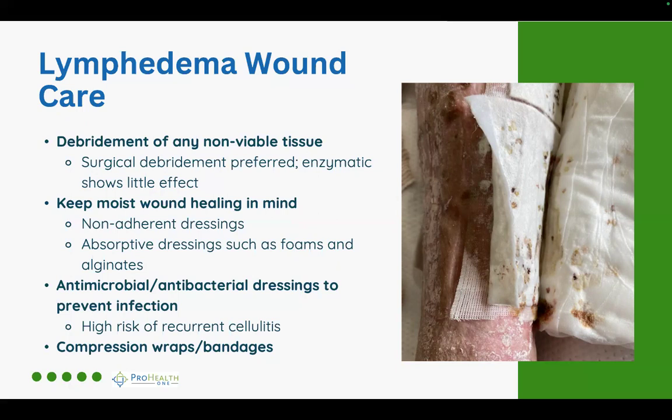Using antimicrobial and antibacterial dressings is also key, keeping in mind that cellulitis is a big problem in this population of patients, and you always want to have something in place that reduces the risk of that. And then, of course, very important are the compression wraps and bandages that we're using. With your wound care, you always incorporate very good compression, and really have good compression with every aspect of the care, with therapy, with everything that you do with these patients.